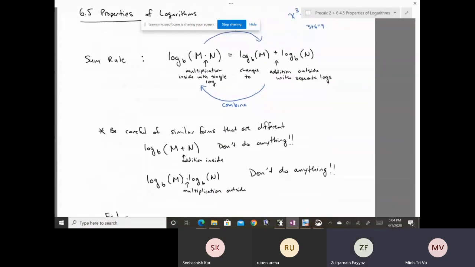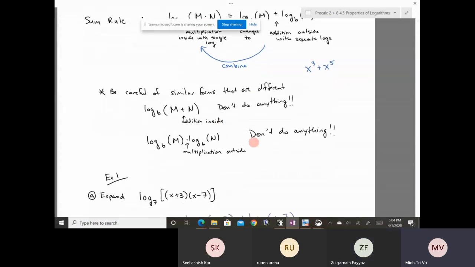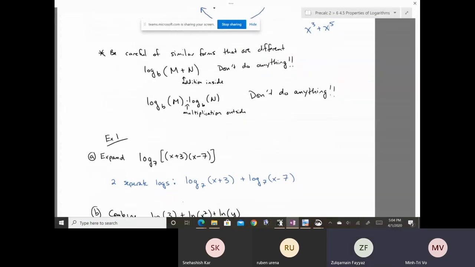It's kind of like how if you have x to the third plus x to the fifth, right? You're not allowed to combine this because they're not like terms, right? It's the same thing for logs. If it's not in the right form, you can't use the rule. Okay.